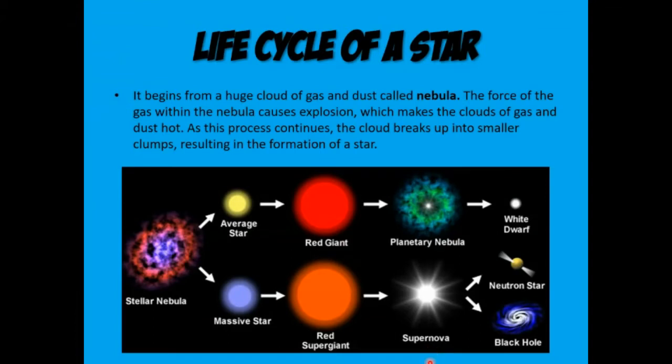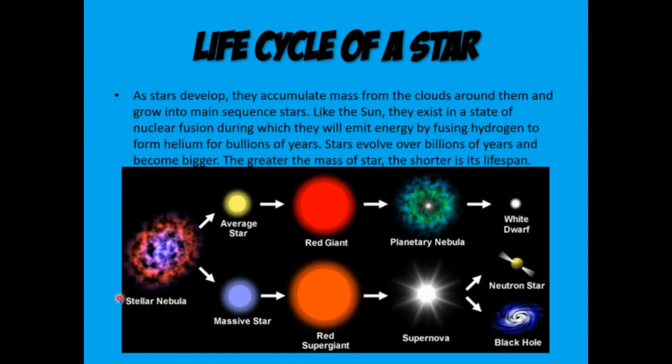So, it begins from a huge cloud of gas and dust called a stellar nebula, or sabihin natin na ito ay nebula. No? The force of the gas within the nebula causes explosion, which makes the clouds of gas and dust hot. As this process continues, the cloud breaks up into smaller clumps resulting in the formation of a star. So, next po, as a star develops, it accumulates mass from the clouds around it and grows into main sequence stars. Like the sun, they exist in a state of nuclear fusion, during which they will emit energy by fusing hydrogen to form helium for billions.